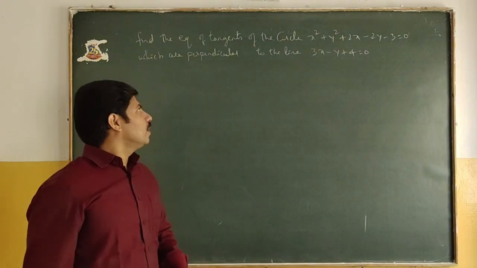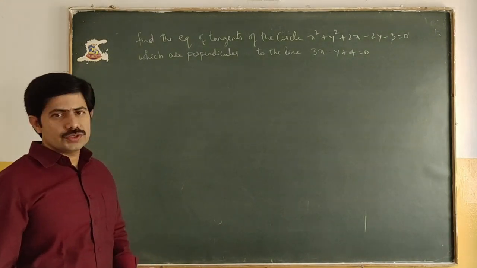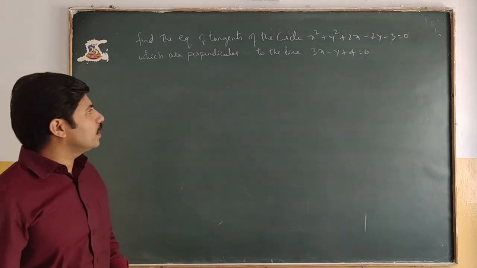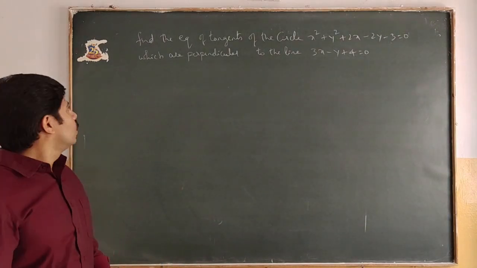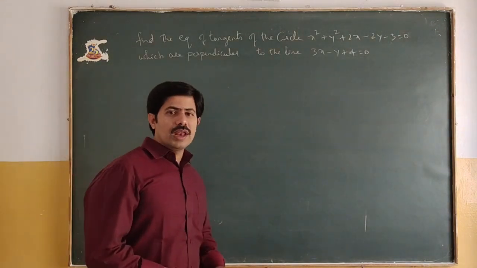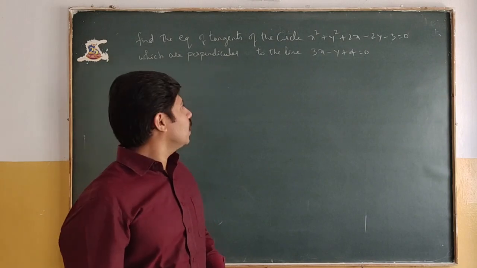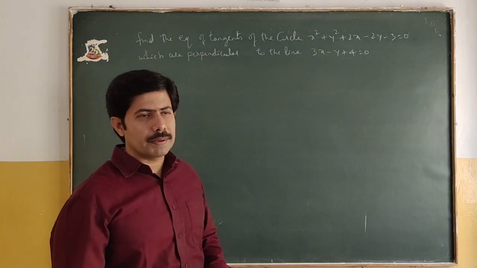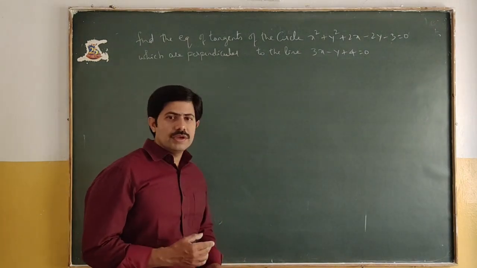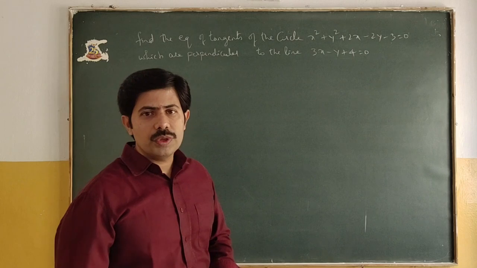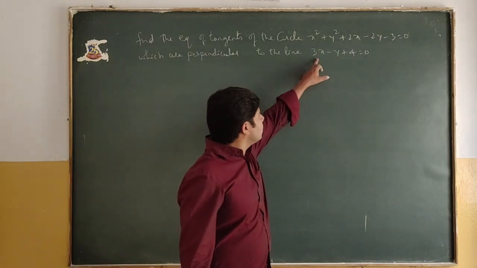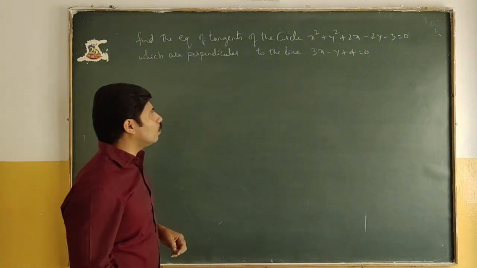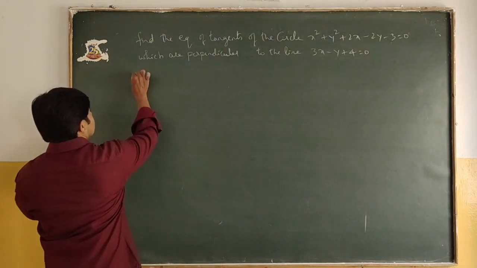So next problem, find the equation of tangents to the circle x square plus y square plus 2x minus 2y minus 3 is equal to 0, which are perpendicular to the line 3x minus y plus 4 is equal to 0. Now here the tangents are perpendicular. We have to find out the tangents which are perpendicular to the line 3x minus y plus 4 is equal to 0. So first what we do, we write down the equation of circle.